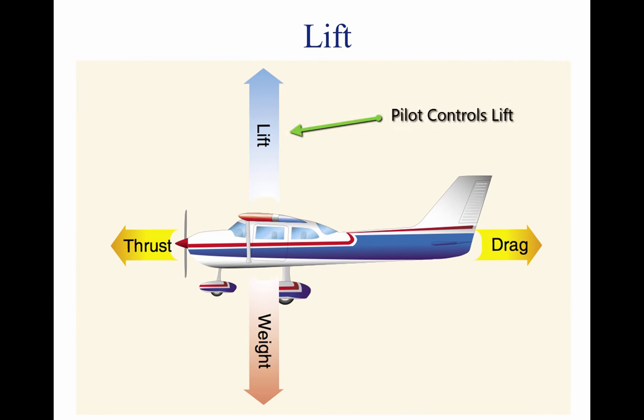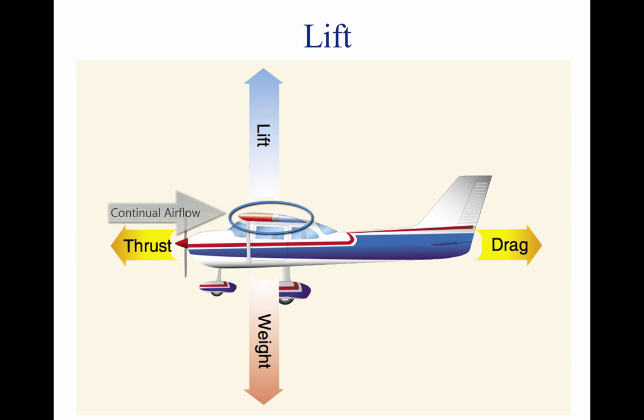The pilot is able to control lift. If the control yoke is pushed forward or pulled back, the angle of attack changes and therefore the amount of lift changes as well. For an aircraft to continue to produce lift, the aircraft airfoil must be continually attacking new air. On helicopters, this is accomplished by the rotating blades. In a fixed-wing airplane, this is accomplished by the airflow over the wing.